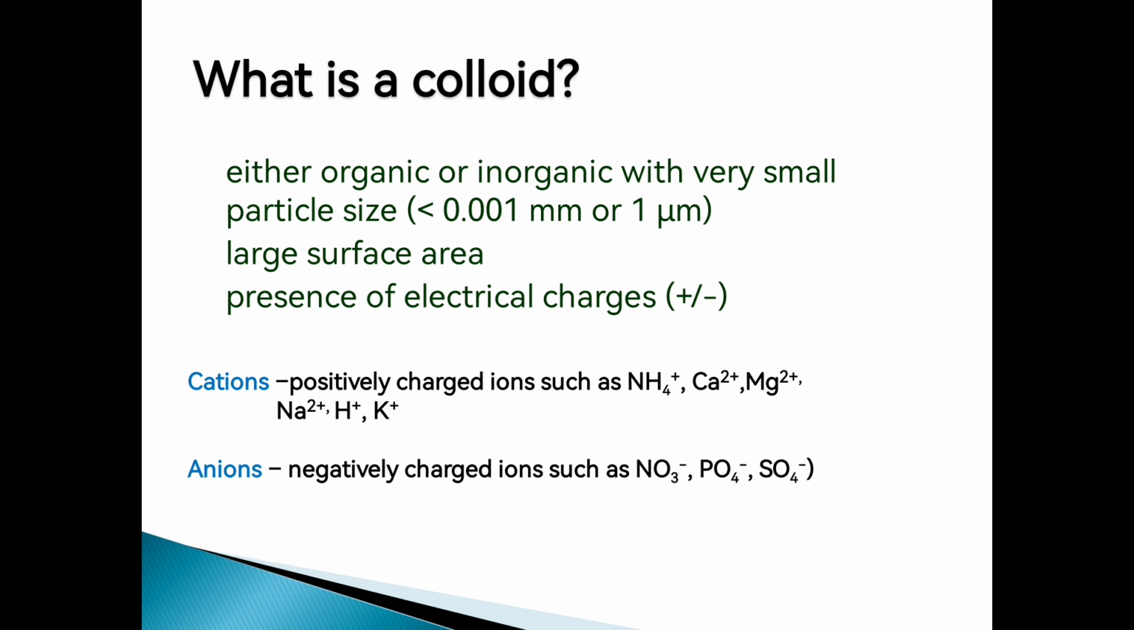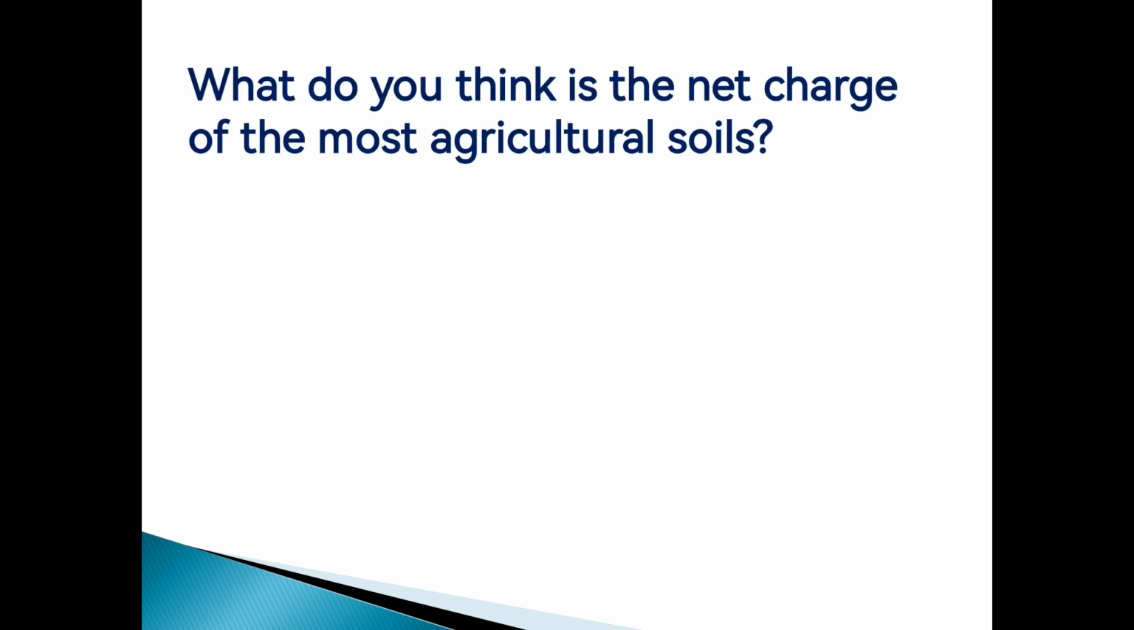We have here cations, which are positively charged ions such as ammonium, calcium, magnesium, sodium, hydrogen, and potassium, and there are more. And we also have anions, which are negatively charged ions such as nitrate, phosphate, and sulfate. So meron pa rin iba, but these are most of the nutrient ions that are essential for nutrient uptake by the plants. What do you think is the net charge of most agricultural soils? Is it negative or is it positive?